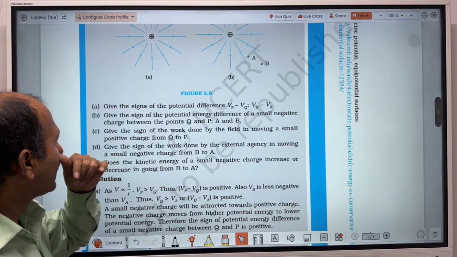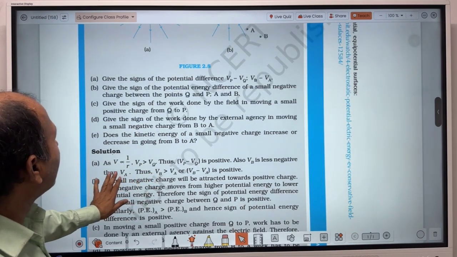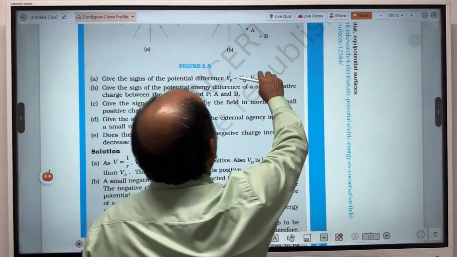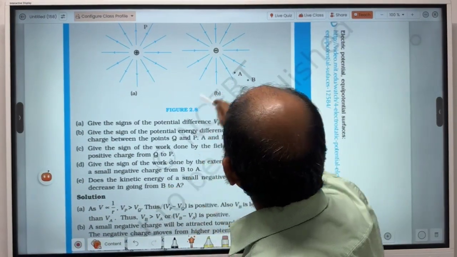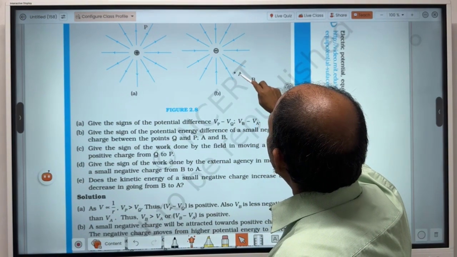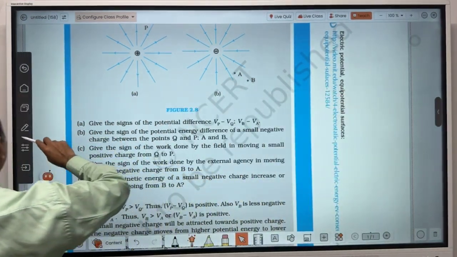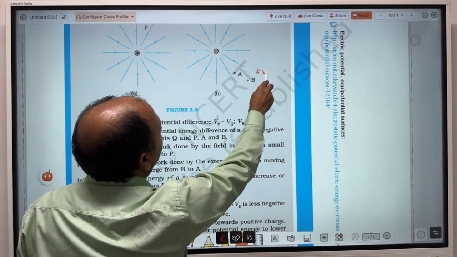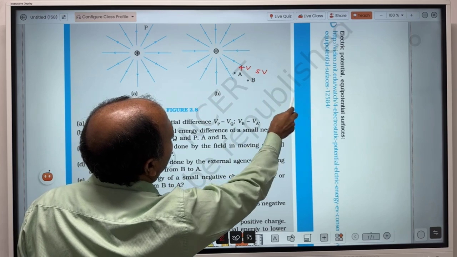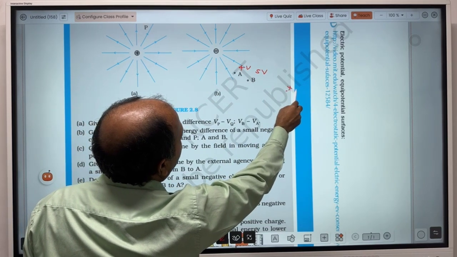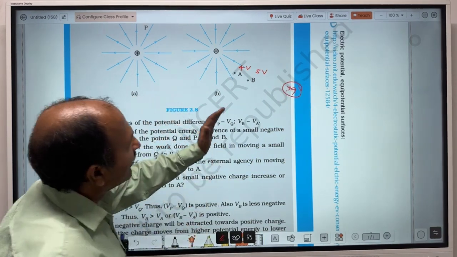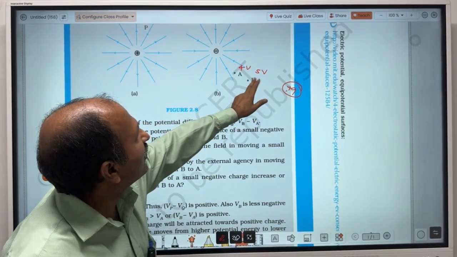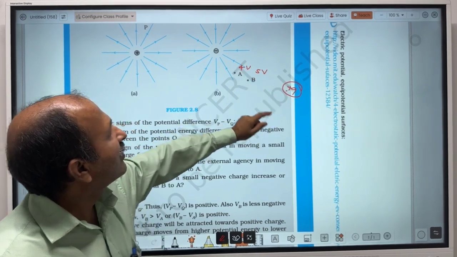And does the kinetic energy of a small negative charge increase or decrease in going from B to A? So it is very obvious. You are considering motion from here to here, and you know that if at this point potential is higher, say this is 5 volt, this is say 4 volt. What does this mean? Here there is one positive charge. We imagine that positive charge is here. Because this point is closer to this positive charge, that is why here there is 5 volt. This point is a little further, that is why it is 4 volt.